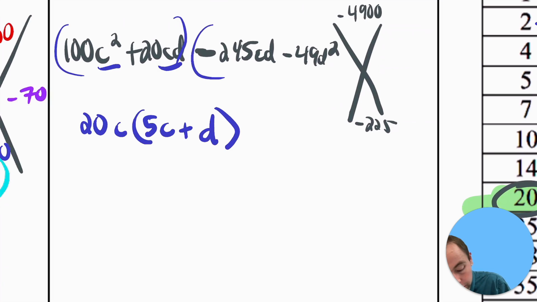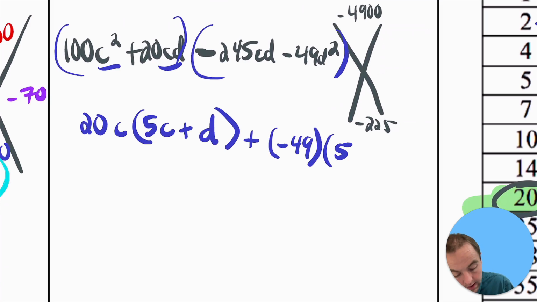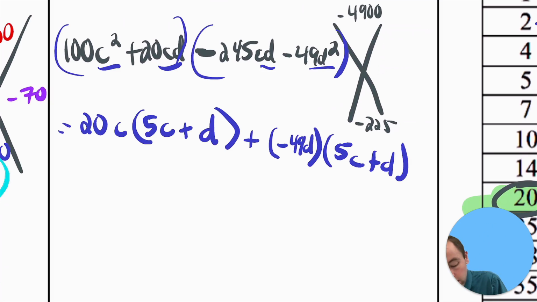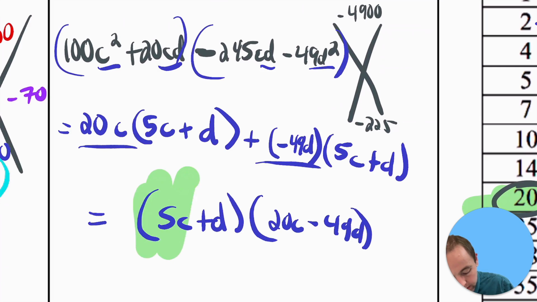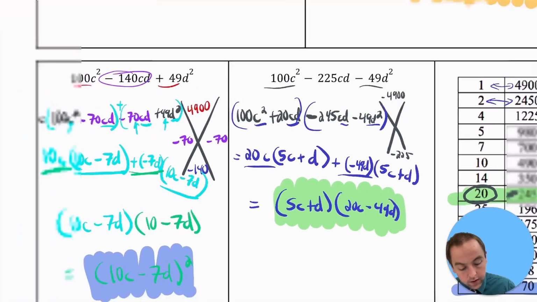And then if we group those together, they're both negative, so you're going to have to take out a negative. It does turn out you can take out a negative 49, because 49 times 5 equals 245. And then you can also take out a variable: there's a CD and a D squared, so you can take out a D as well. So you end up with the same 5C plus D in the parentheses. So the final result is that 5C plus D multiplies the binomial 20C minus 49D. That right there gets it factored all the way down using the AC method.